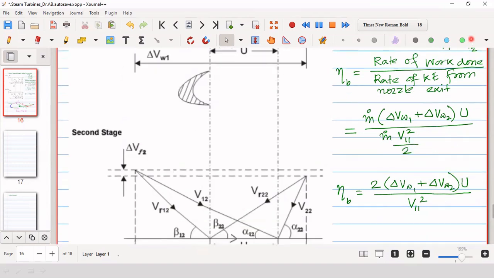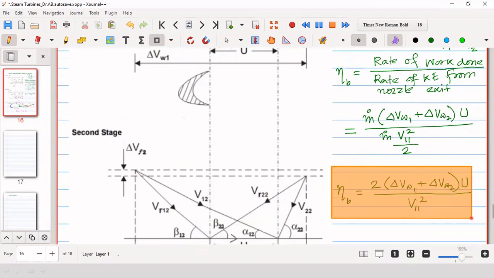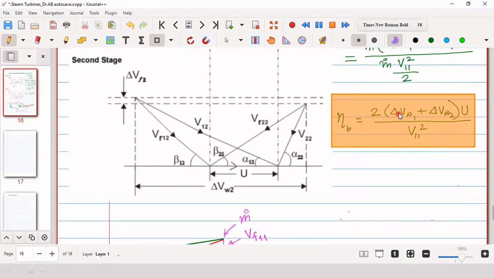Okay, this is the efficiency. Same as a single stage. Only thing we have added is this, so that is the extra blade power that we are getting.